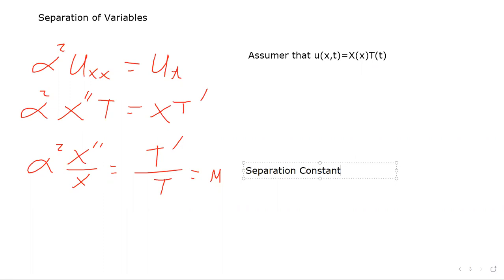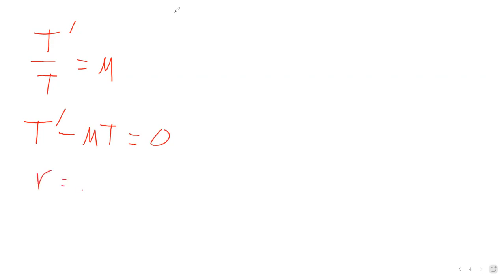So looking at this portion, let's clear the screen. We have this. Well, we can multiply our t over and then subtract, and we get a first order equation. Now we can make our characteristic equation. So r equals mu. So then our t is going to be something times e to the mu t.